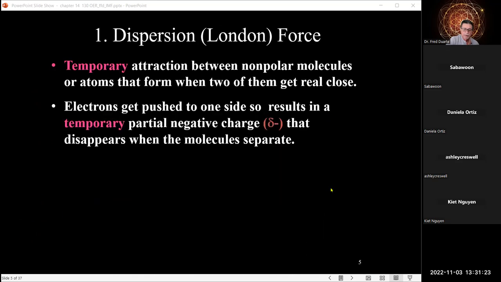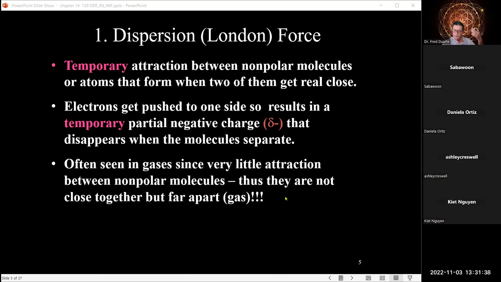So as I stated before, London dispersion forces are temporary, okay? And this is the attraction between nonpolar molecules. What's happening, like the example of the balloon and the electrons, is that as the molecules come together, the electrons of one molecule are pushing the electrons of another molecule away, creating a partial positive area, and therefore resulting in an attraction. Okay, weak attraction, but nevertheless an attraction.